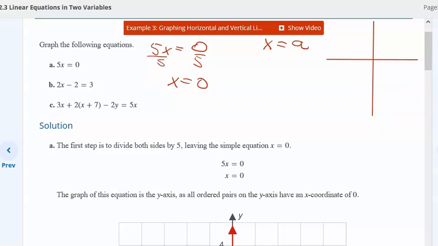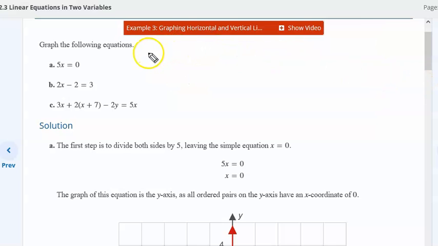would be a vertical line, and I'm going to change colors, going through our x value of 0, which is the origin. So this actually parallels, or is on top of, the y-axis, and that's what they're going to show you here. All right, let's go to the next one.